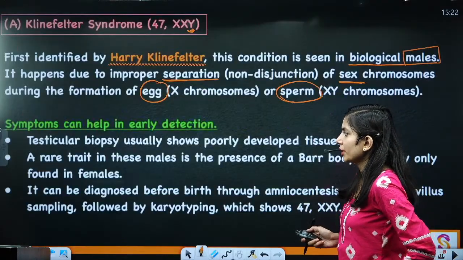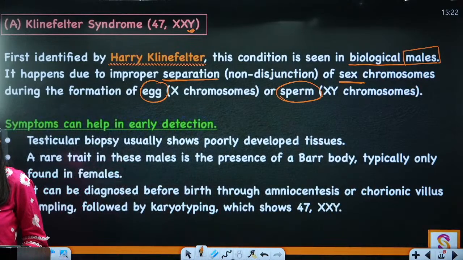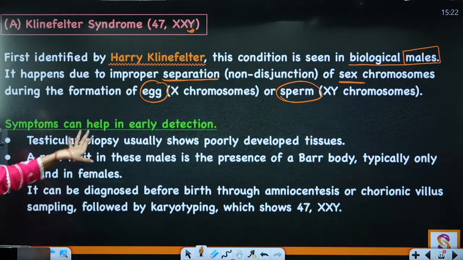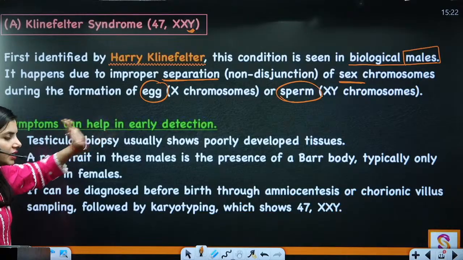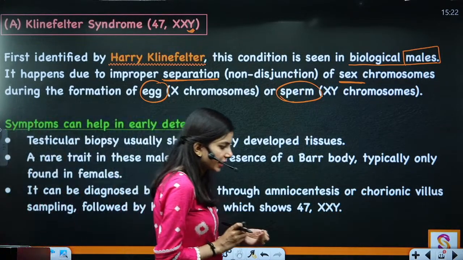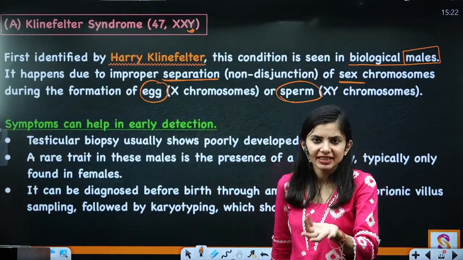Fine. Okay, now what kind of symptoms could be there? Can we analyze it? Can we specify why it's happening? Symptoms can help in early detection. Quite possible, like there is a small child. On the basis of the phenotype, you can say that this is basically a male.